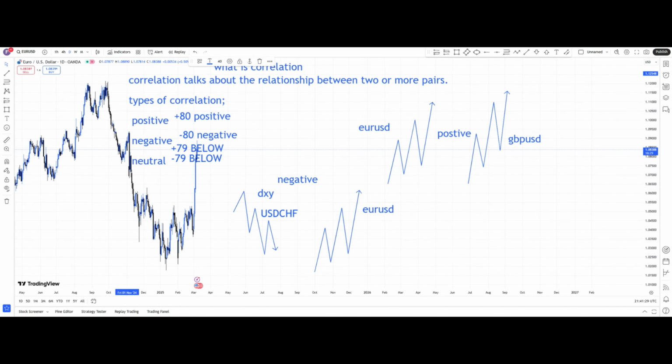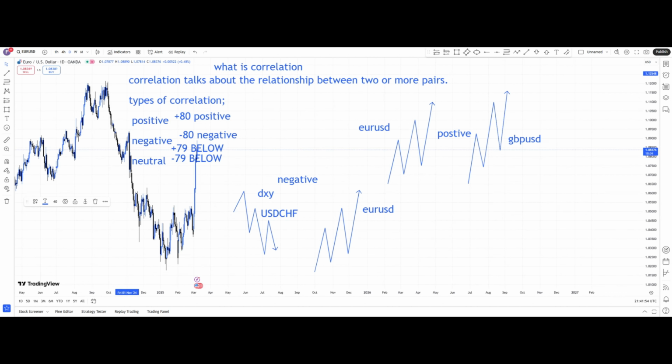Now, correlation talks about the relationship between two or more pairs. We have different types of correlation. We have positive correlation, we have negative correlation, and we have neutral correlation. So when we say a currency pair or an asset class is positively correlated to each other, that means they are moving in the same way.